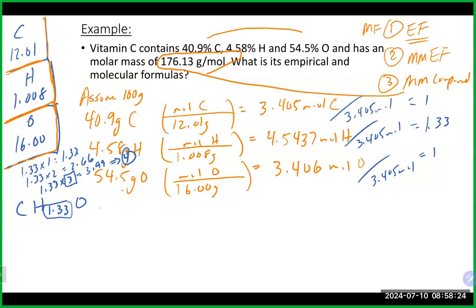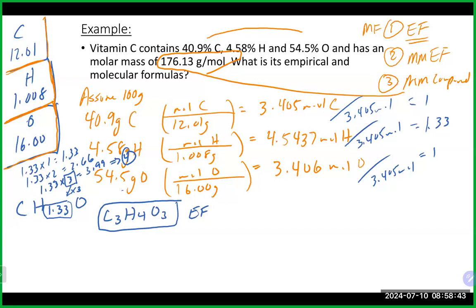And that will give us then, if we multiply this by the factor of 3, C3H4O3, I believe, in this case. And that would be our empirical formula. Any questions up to there?